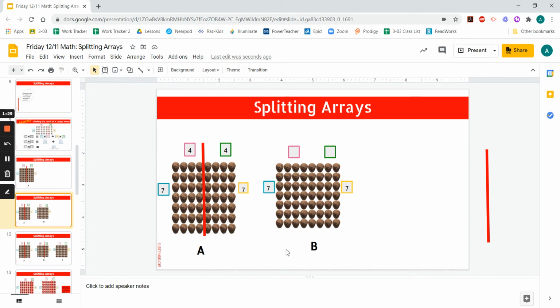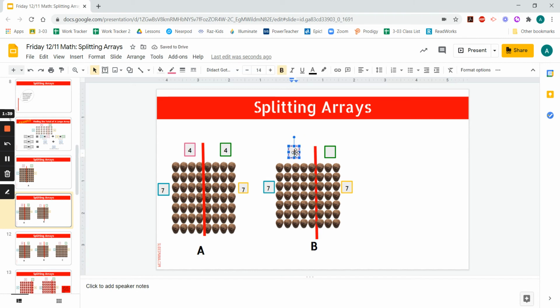Another way that I've learned this week is to split it so that I have 5 as one factor. So one of my small arrays will be 7 times 5. There are 5 columns here. And then the other small array is 7 times 3.